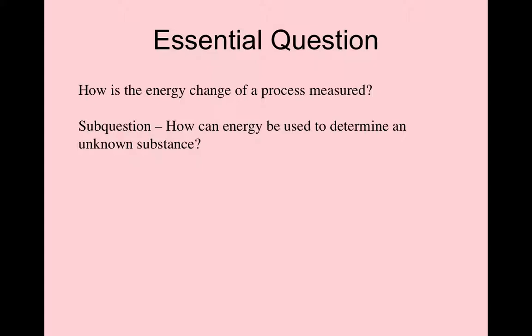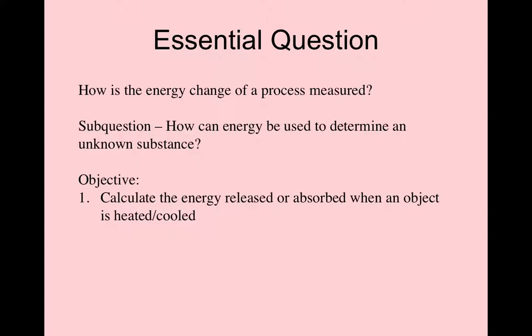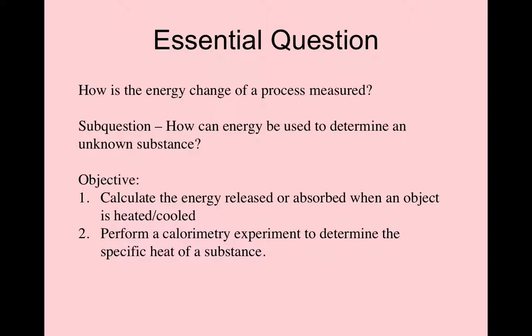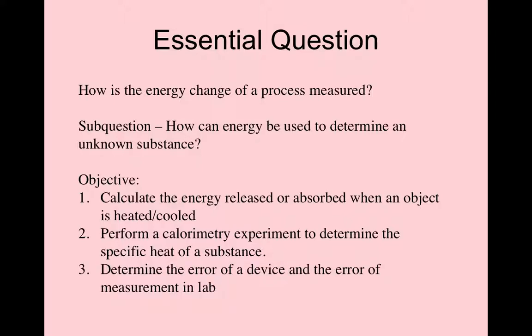So this is, I think, a really cool and powerful concept. We're going to do a lab with this as well. So our objectives here are we're going to calculate the energy released or absorbed when an object is heated or cooled. And then we're going to perform a calorimetry experiment to determine the specific heat of a substance. I'll explain what calorimetry is in just a minute. And then we're also going to determine the error of a device and the error of a measurement in lab. So I put that as a third objective. We'll be calculating percent error with this stuff. We won't be using the most high-tech of equipment, so it's a worthwhile endeavor to measure the error there as well. But the first 2 goals here are really what we're going to focus on in the problems in the notes.